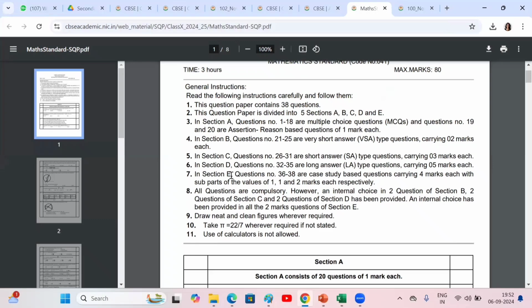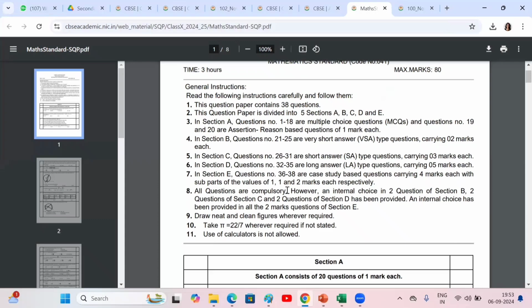Section E is having 3 case-based questions, question number 36, 37, and 38, having 4 subparts, which are no longer MCQ types. Since last year, we are getting them as complete questions which have to be solved. So 1 mark, 1 mark, and 2 marks each. Now, there's no choice as such.